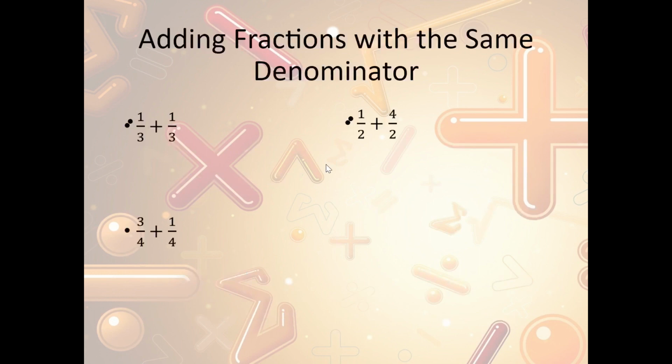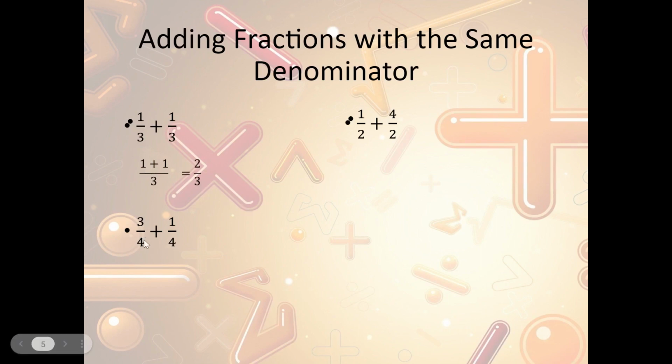So what does this look like? Well, we have an example here of 1 over 3 plus 1 over 3. Well, we can see they have the same denominator. So therefore, we're going to add the numerator, so 1 plus 1, and we're going to leave the denominator as it is, so that's 3. So it's 1 plus 1 over 3, and 1 plus 1 is 2, so that's 2 over 3.